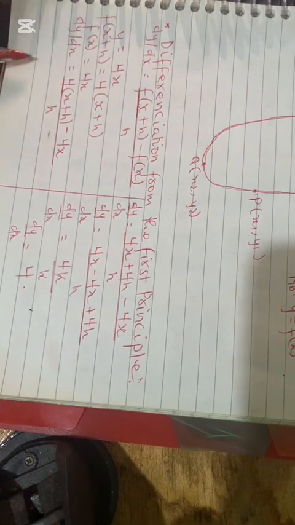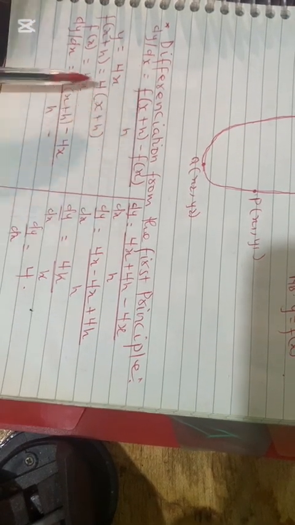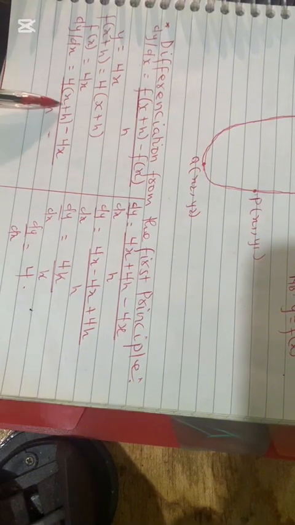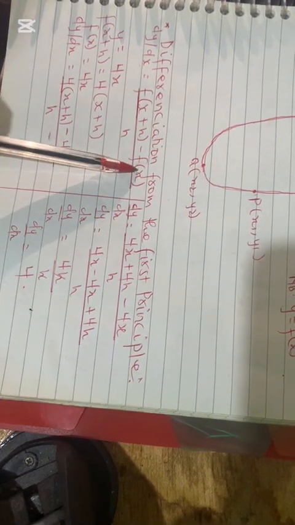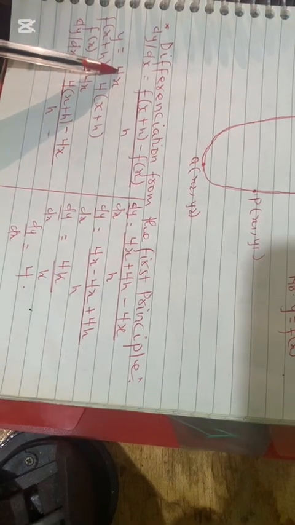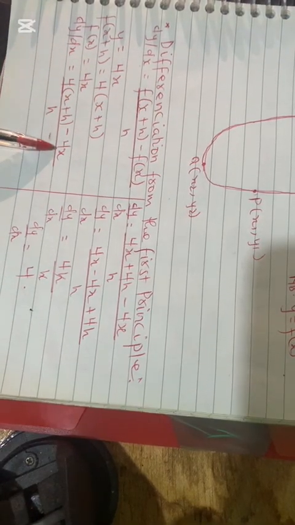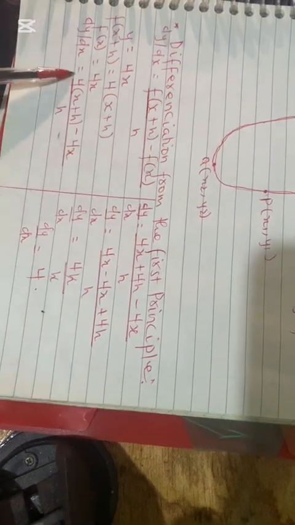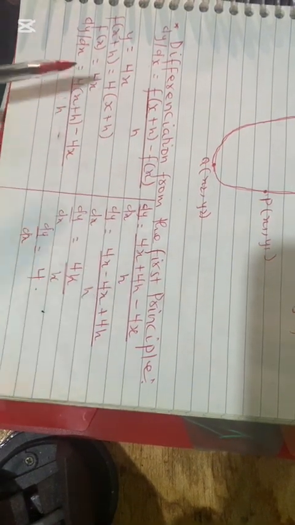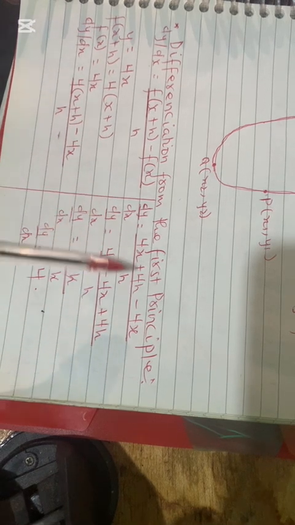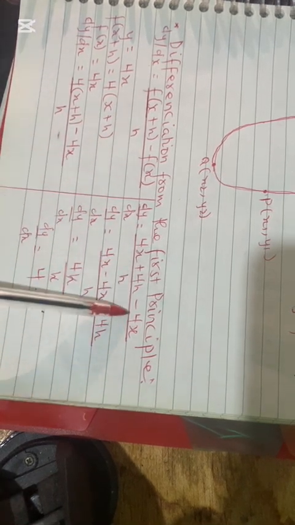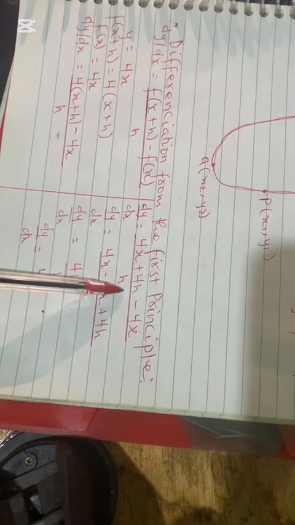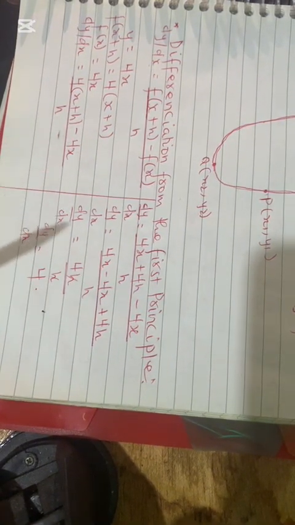dy/dx is equal to f of x plus h, which is what? This. So 4 bracket open x plus h, minus f of x. f of x is the same as the function given to you. So the function is 4x, so minus 4x. Now let's expand the bracket. 4 times x will give you 4x. 4 times h will give you 4h, minus f of x, which is what? 4x, all over h.